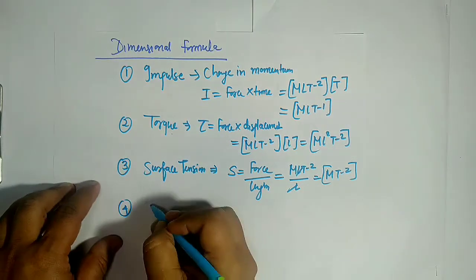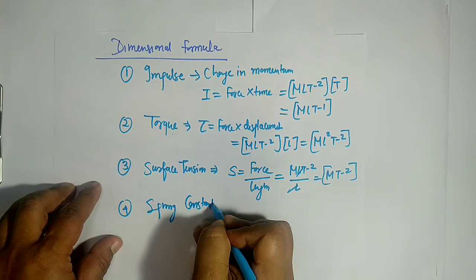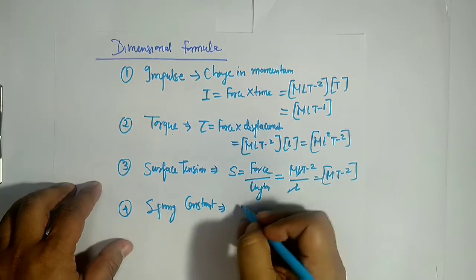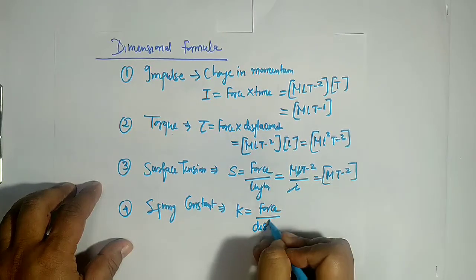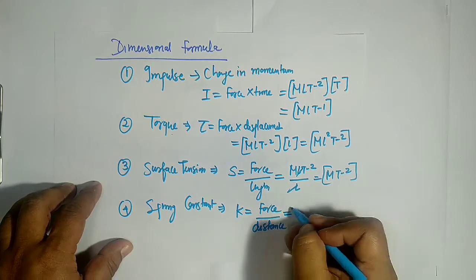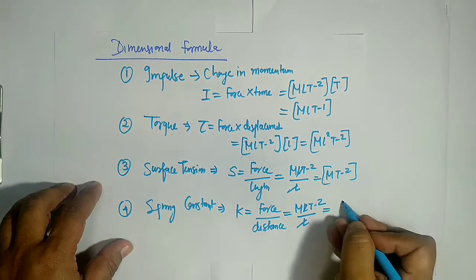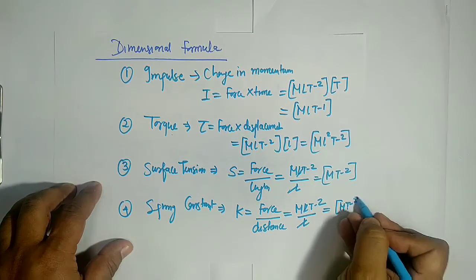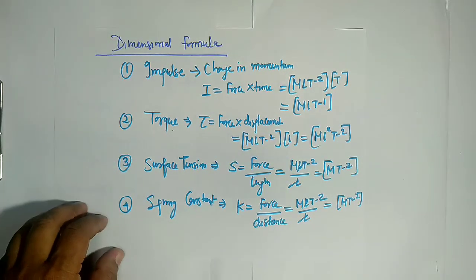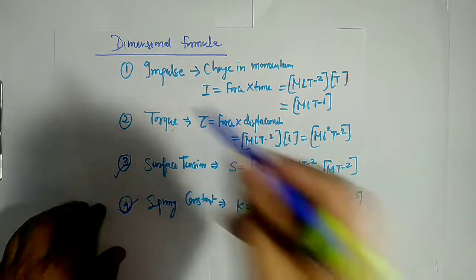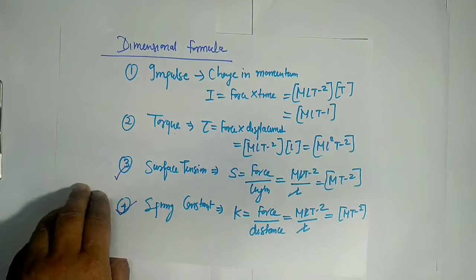Then comes spring constant. It will be the quantity related with a spring. Spring constant is K, and K is force upon distance. Now force is MLT^-2 and distance is L. Do you know that it comes the same? If I ask you a question, name two quantities which have the same dimension, certainly surface tension and spring constant. Certainly torque and potential energy and work. So these are the quantities which are related.